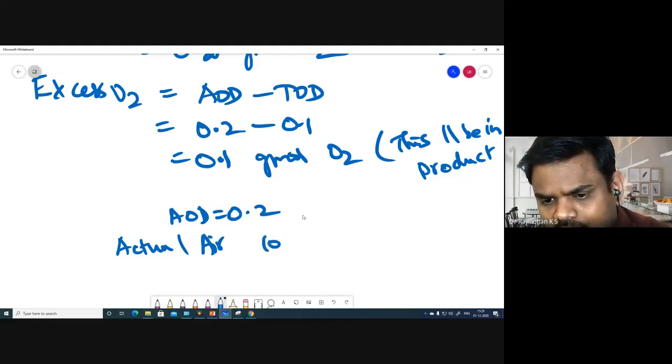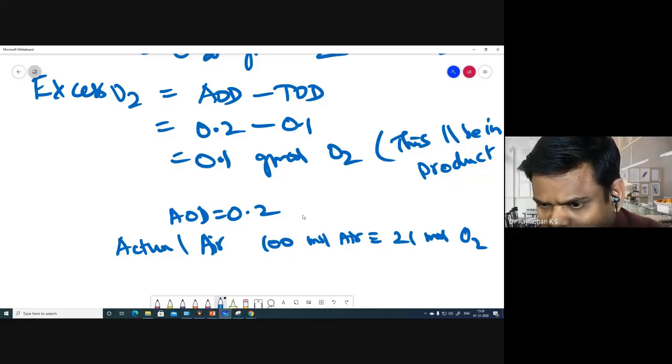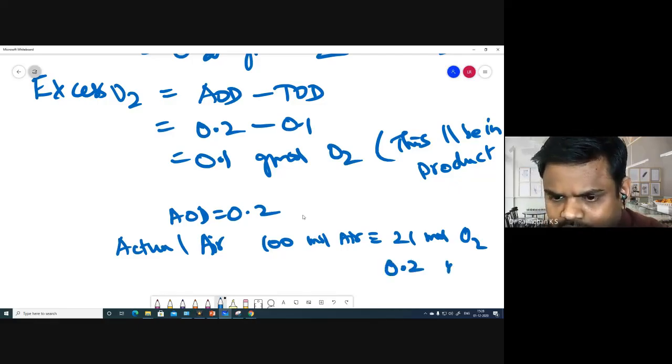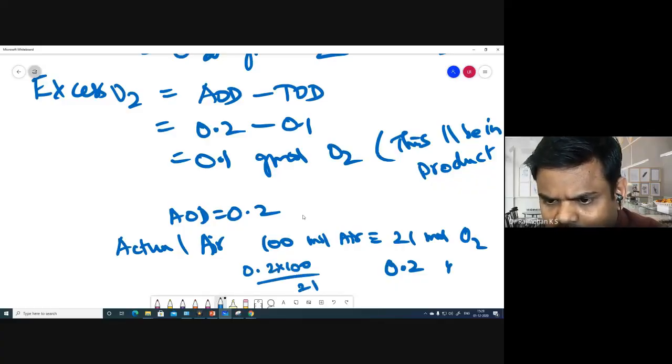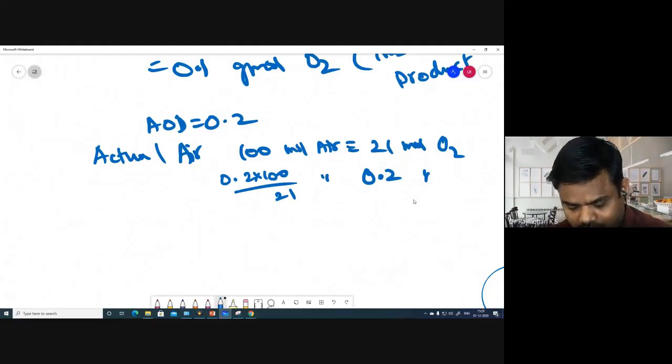We know that 100 moles of air will contain 21 moles of oxygen. So what is our actual air requirement? For our 0.2 moles of oxygen, it is 0.2 into 100 divided by 21 moles of air. How much? That will be our air requirement. 100 into 0.2 divided by 21 is 0.953.